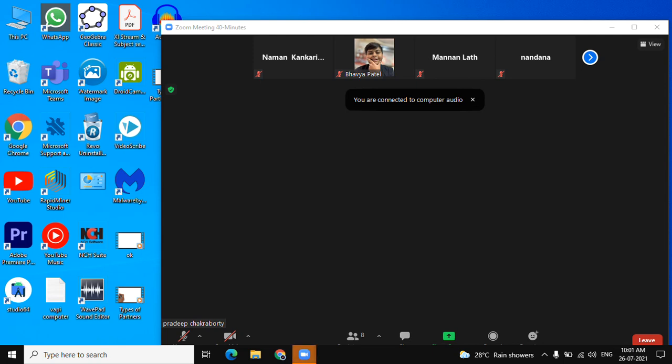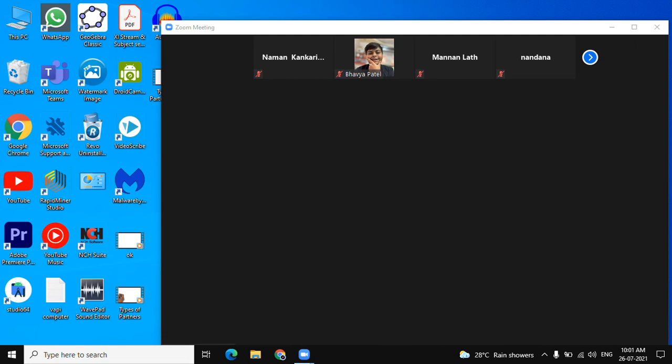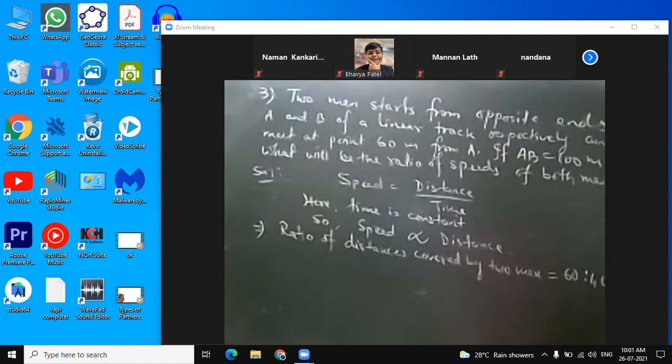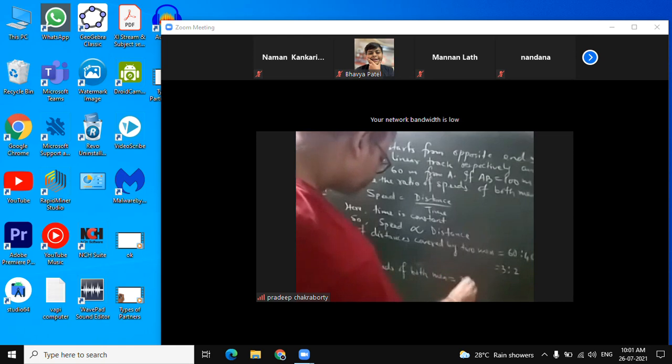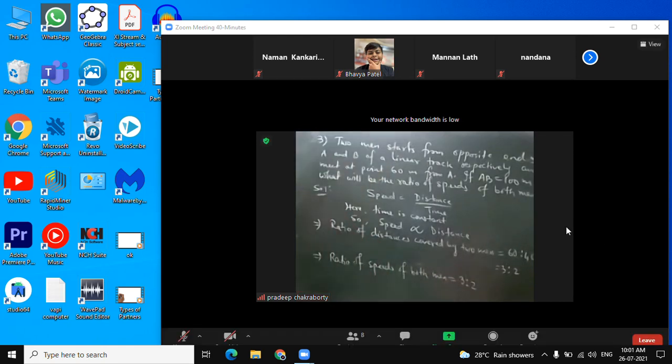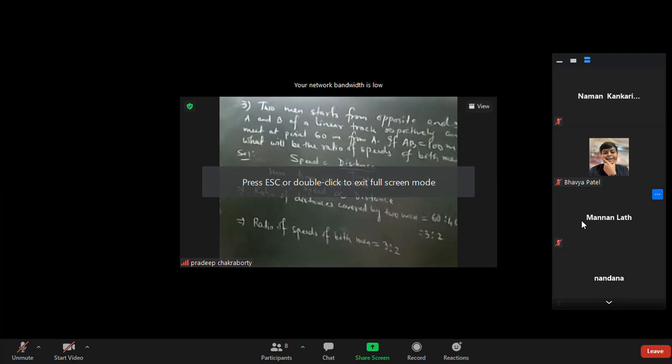Okay, from A, one is covering 60, so definitely from the other part, another is covering 40. So it is 60-40. 60-40 means 3:2, if I write it in simplest form. So the ratio of speeds of both men will be 3:2. Okay, so this is the ratio of both men.